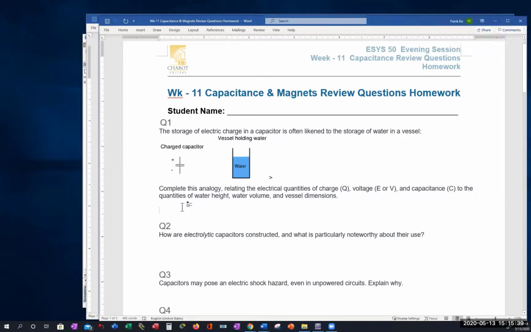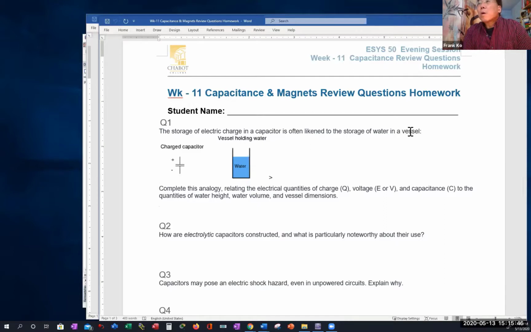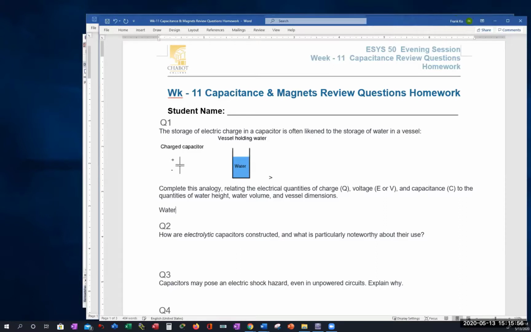So as you go to review this, vessel dimensions, quantities of charge and voltage. So, let's say Christian. Yep. Water height.